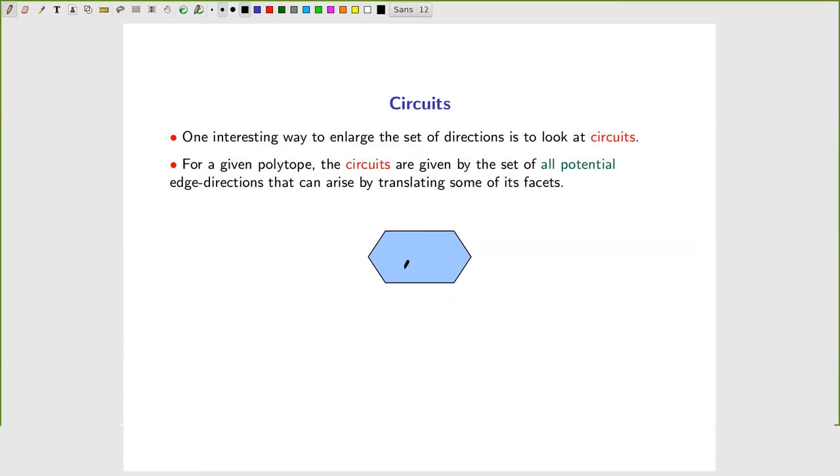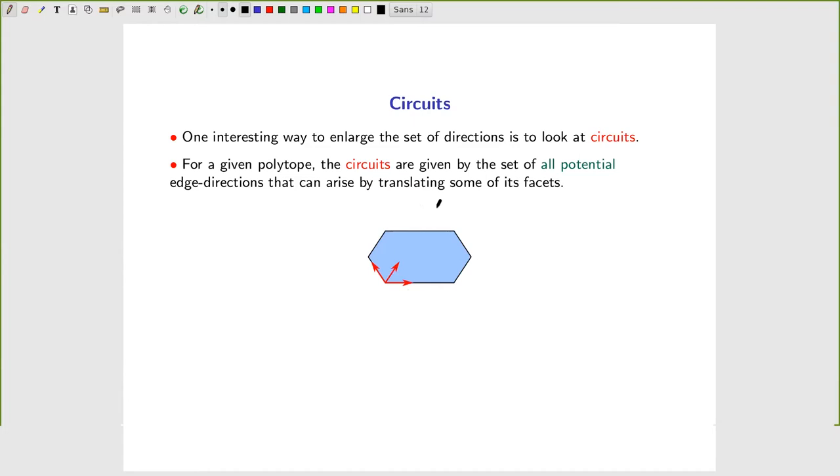In this example, if you consider this extreme point over here, with an edge augmentation algorithm like the simplex that we discussed yesterday, we have two possible directions to take. We could go along the directions that correspond to the edges incident to this extreme point. On the other hand, circuits are given by all potential edge directions that can arise by translating facets. So if you take this facet over here and imagine translating it in such a way that it becomes visible to this extreme point, then now we have another direction that we can potentially take.